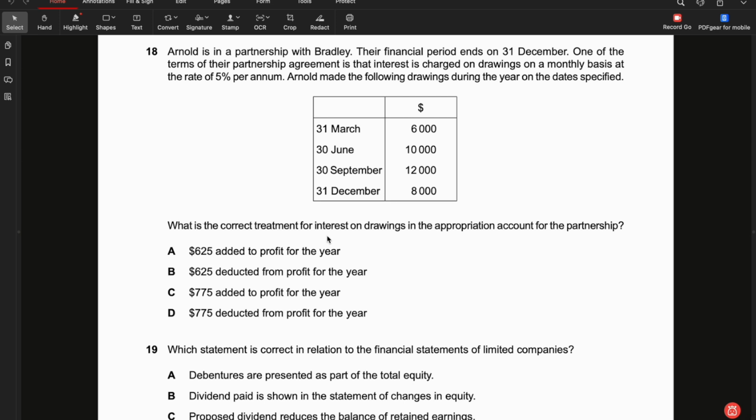The correct treatment for interest on drawings is, when we prepare the appropriation account, we will add back interest on drawings to the profit for the year. So it will increase profit, and then from that amount we will start distributing that profit to the partners in the form of interest on capital, salary, and share of profit. So right answer is 625 added to the profit for the year, A. For 18, correct answer is A.